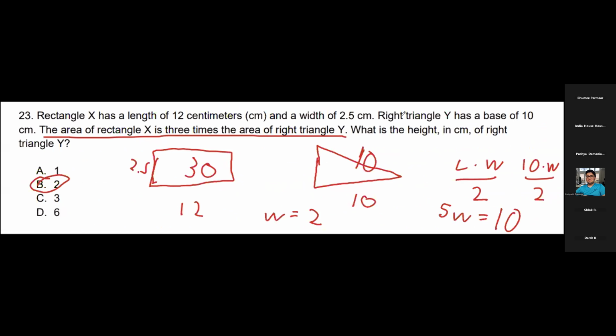And we know that the right triangle has a base of 10. And the area of rectangle X, which is 30, is 3 times the area of the right triangle. So we just take the area of this and divide by 3 to get the area of the right triangle, which is also 10. That's how we find the area of the right triangle. And then using that, we can use the area formula for a triangle to work backwards to find the missing side length.